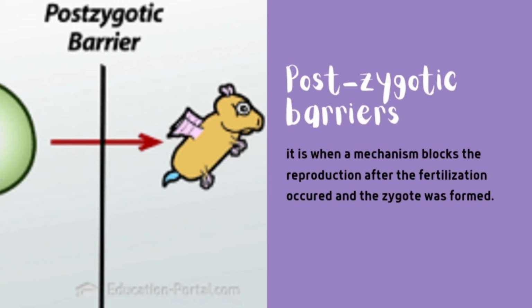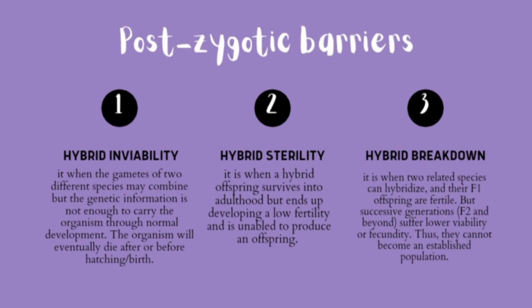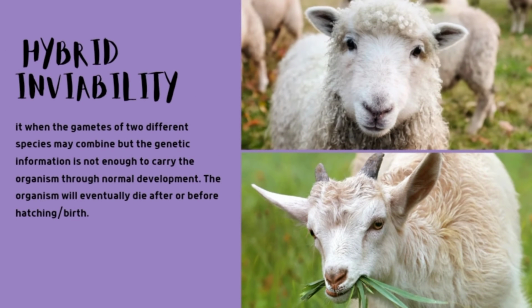Moving on to the postzygotic barrier, it is when the mechanism blocks the reproduction after the fertilization occurred and the zygote was formed. There are 3 types of postzygotic barrier. Number 1 is the hybrid inviability. It is when the gametes of two different species may combine but the genetic information is not enough to carry the organism through normal development. The organism will eventually die after or before hatching or birth.